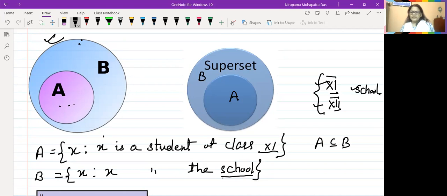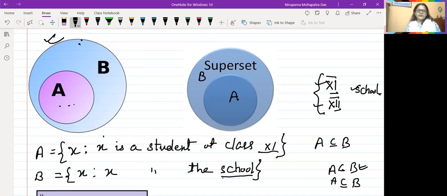Now you may be wondering when to write proper subset and when to write this. As I said, whether you write A is a proper subset of B or A is a subset of B, in both the cases, the condition is every element of A is an element of B. The only difference is in case of proper subset, we do not take the equality sign. It means in case of proper subset, A is not equal to B. In case of subset, A may be equal to B.